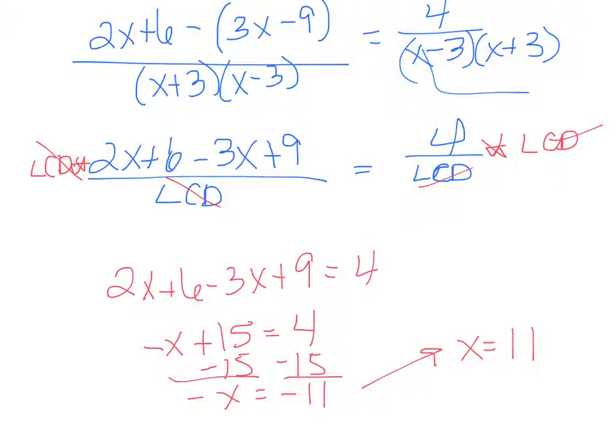Now, the only thing we should do at the end is go back and make sure that this is not a particular value that would make a denominator 0. In this case, it doesn't, so this should be our solution. Again, if we wanted to check, we would go back and plug it into the original equation and make sure that we had two equivalent expressions.